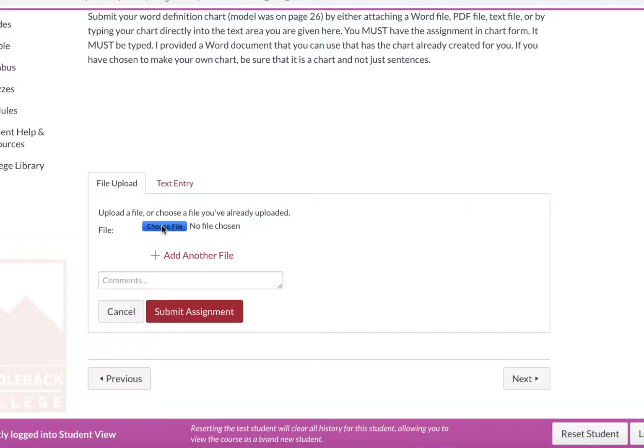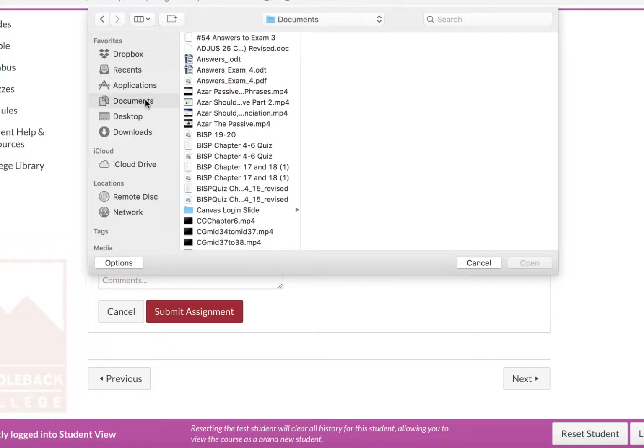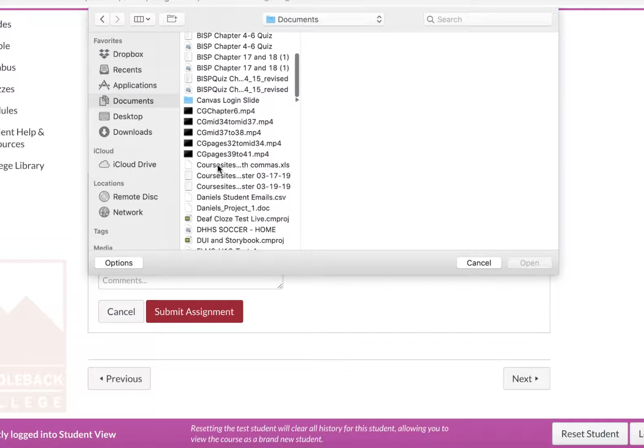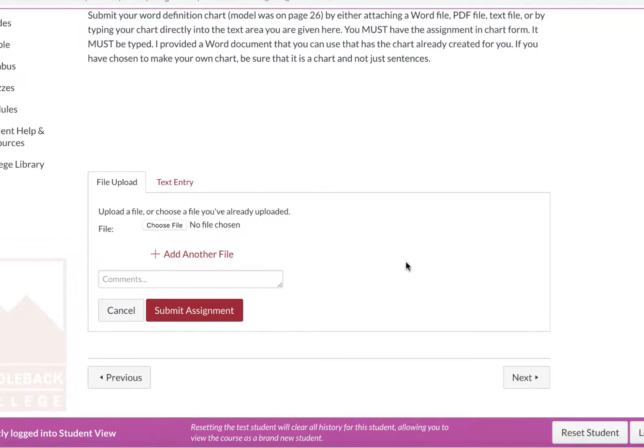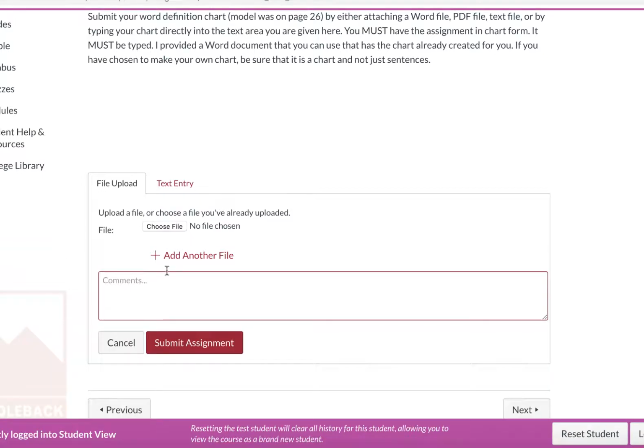So go ahead and you choose a file, and then naturally wherever you have your file, whether you have it in your documents or wherever you would go to find that file, you would click on that file, and then you would be good to go. Okay, and then you would click open, but I'm not going to do that since I don't have that assignment because I didn't do it. And then any comment you want to make to me, anything you think I should know, you could type in here and make your comment. You don't have to. And then you submit assignment, and I'll get it, and I'll start working on that.